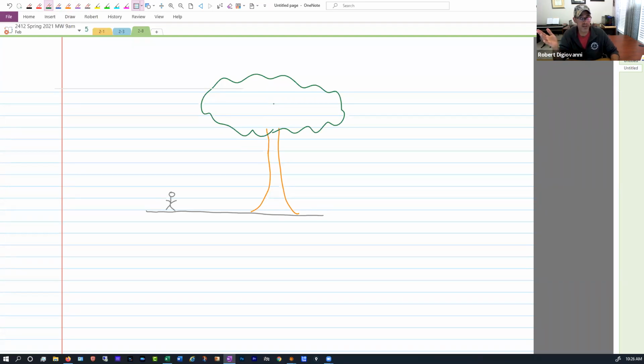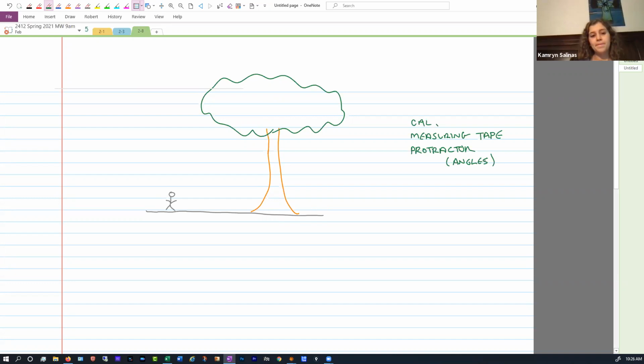Does that make sense? So you have a calculator, a tape measure, and a protractor. A protractor is what you use to measure angles. Y'all know what I'm talking about? Y'all seen these? Okay, and let's say that this tree is very tall. There's no way you're going to climb this tree. How could you estimate the height of the tree? Wouldn't you get the angle of elevation?